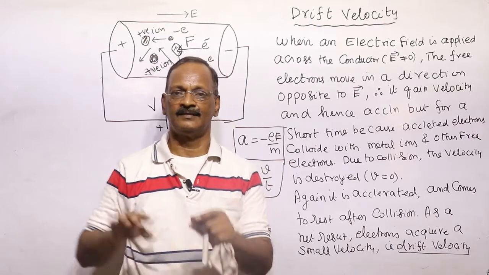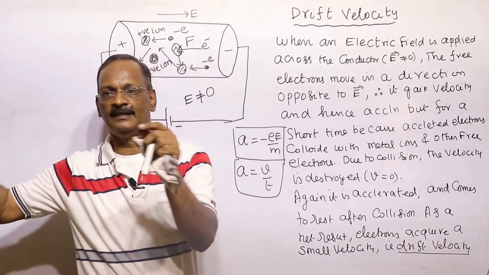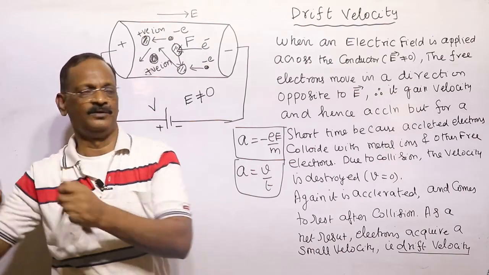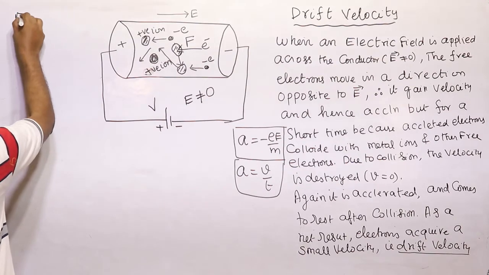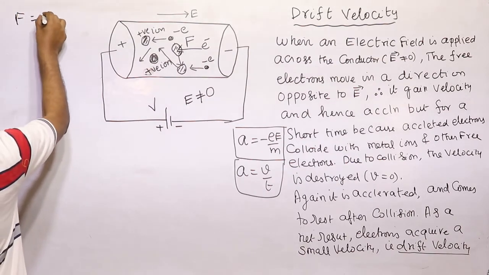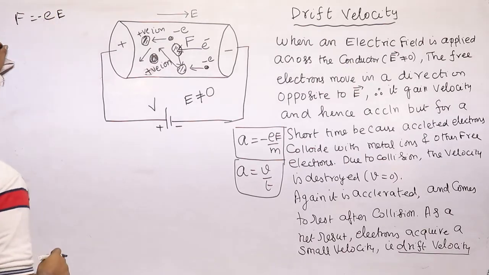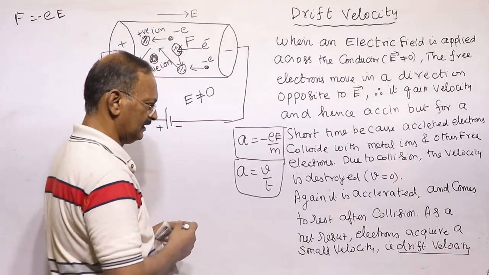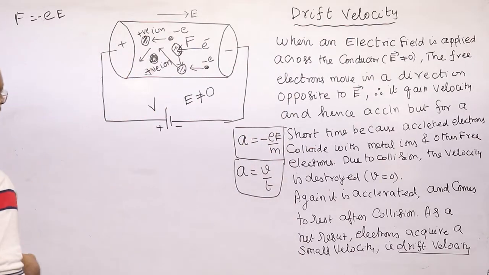Further, it is accelerated because of the positive charge available here. The electron is pulled with a force, and force is equal to charge into electric field, which we have seen in electrostatics. So the result is that the electron acquires a small velocity, which we call the drift velocity.